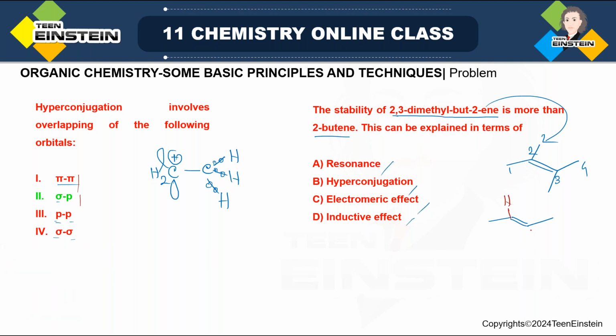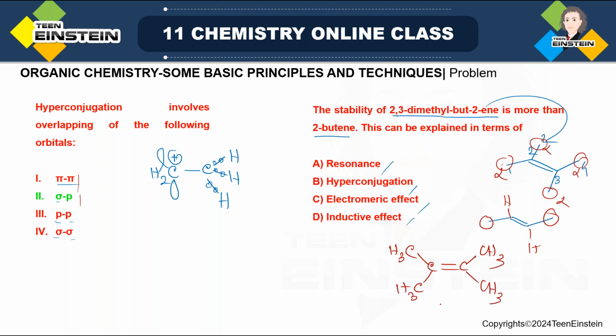In this double bond, you have 2 hydrogens and 2 methyl groups. But in the previous molecule, you have a total of 4 methyl groups. Now 4 methyl groups means, with respect to the C=C double bond, all these carbons are alpha carbons. And with each alpha carbon, you have 3 hydrogens, and all these 3 hydrogens are alpha hydrogens. If I draw the structure fully, it will be like this. So all these hydrogens, in total 4 methyl groups, are alpha hydrogens. So 3 into 4, a total of 12 alpha hydrogens you have.